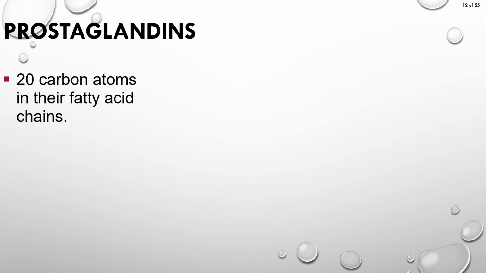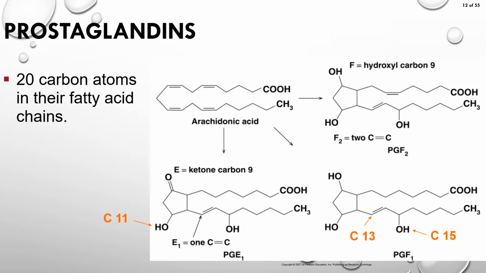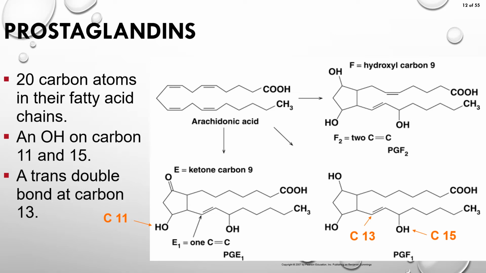So prostaglandins are unsaturated carboxylic acids consisting of a 20-carbon skeleton that also contains a 5-member ring. Okay, so you have there prostaglandins. If you want to count the number of carbons, there are 20 of them, and you have also a pentagon, a 5-membered ring. There are also OHs on carbon 11 and 15, and a trans double bond at carbon 13.